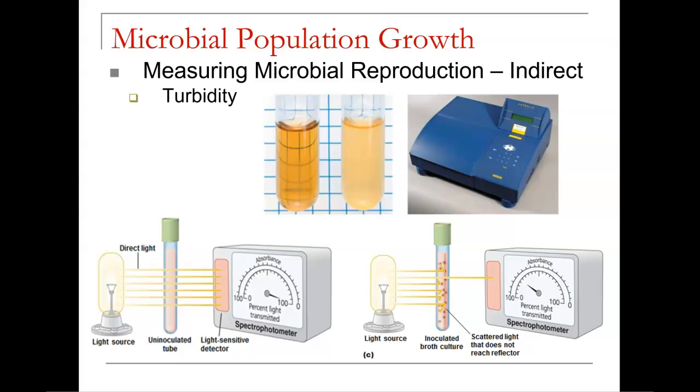You can also do what's known as a genetic method. That's going to involve isolating unique DNA sequences representing different kinds of prokaryotic species.